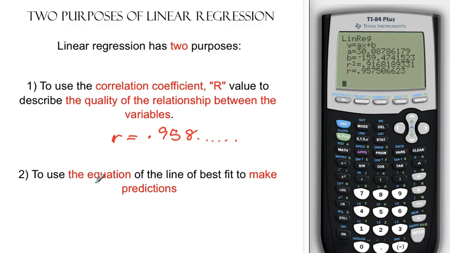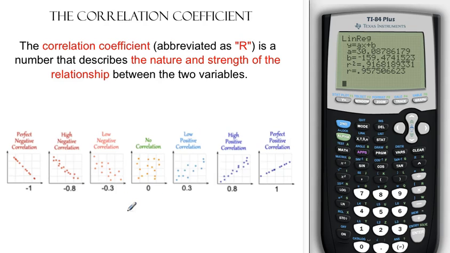We also can get the equation of the line of best fit. So that's the y equals 30.088x minus 159.474. And we can use that equation to make predictions. And so now we're going to look at each of these two uses and kind of dive a little bit deeper into them. So first up is the correlation coefficient, R.